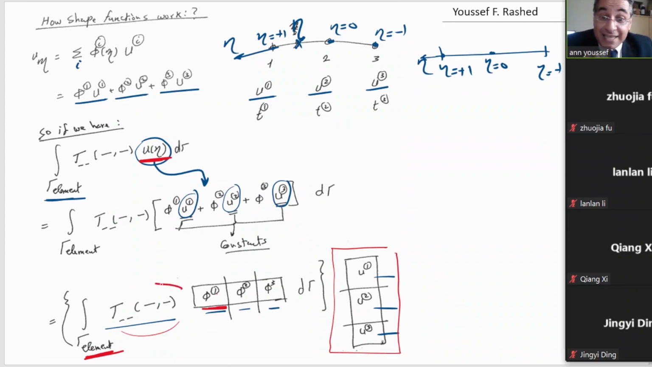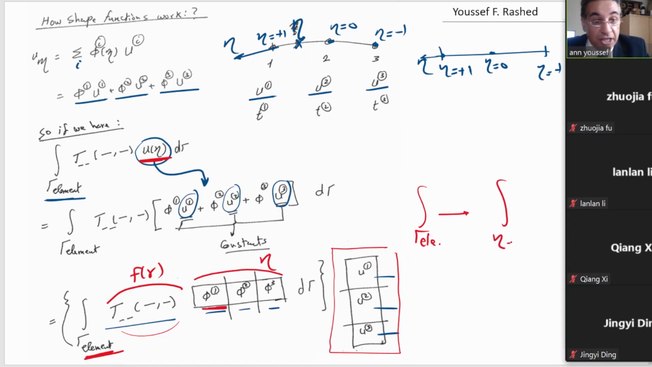But now we have a problem. The problem is this kernel is a function of r, the distance r between the source point and the field point. And the phi is a function of eta, the intrinsic coordinate. So we have a mix between r and eta. And we need to change the integral from gamma on the element to the integral between eta equal -1 to eta equal +1. In doing so, we need to change the integrand from f of r to f of eta, or from eta to r, or anything. Plus, don't forget, when we change the coordinate system, we need to multiply by what is called the Jacobian.